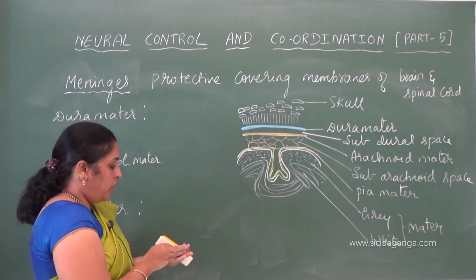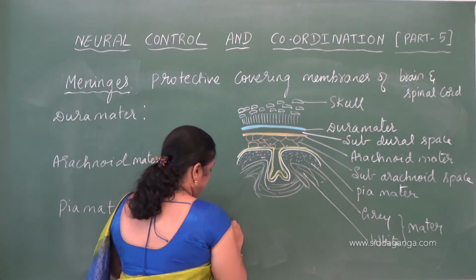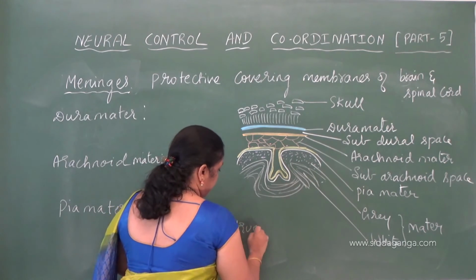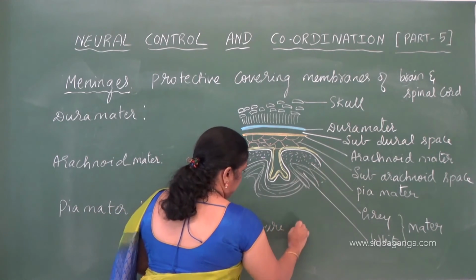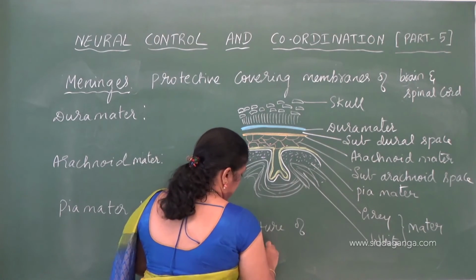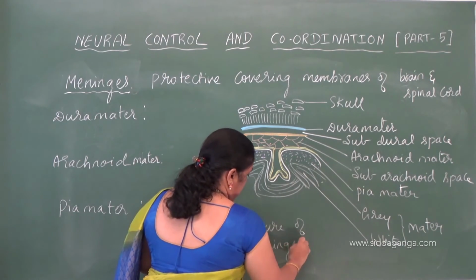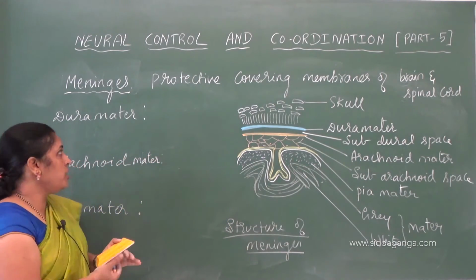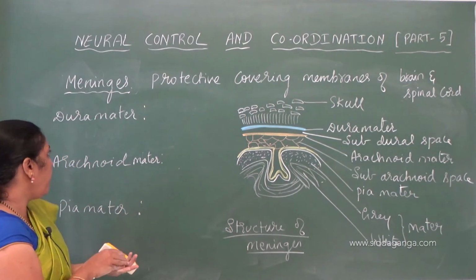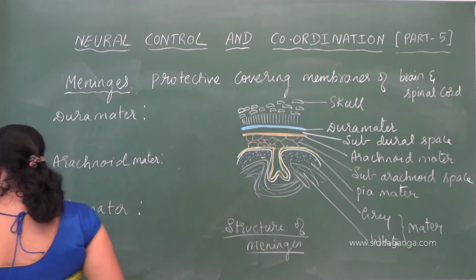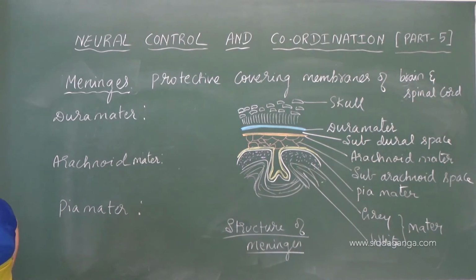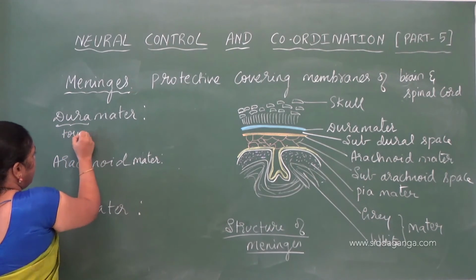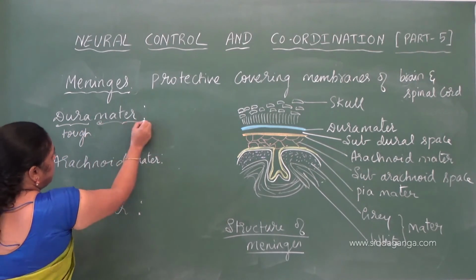This is meninges of brain and spinal cord. So we have three meninges: dura mater, arachnoid mater and pia mater. Dura means tough, mater means mother.